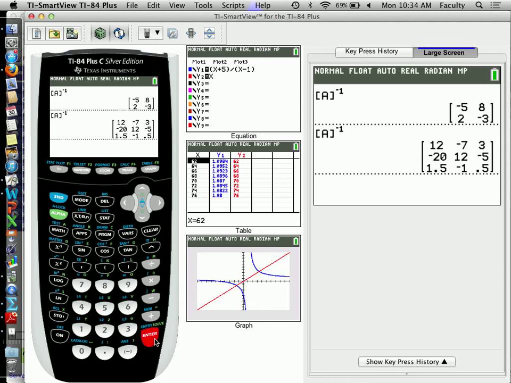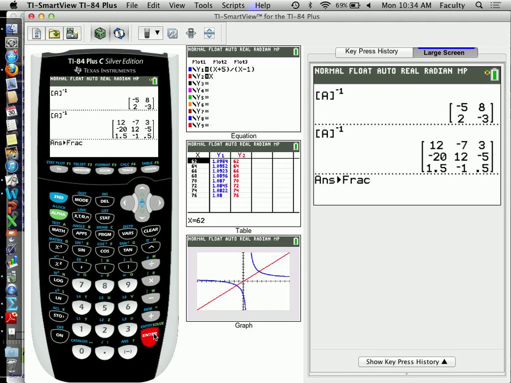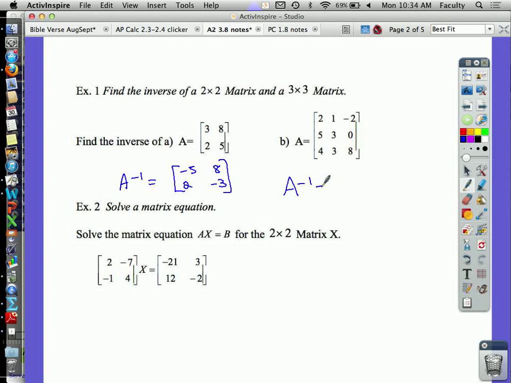So now I just press enter, and I want you to notice that there's decimals in here. I don't want you to write decimals if you can convert them to fractions. I'm not suggesting that you convert them yourself. We're going to let the calculator convert. So while your matrix is up on the screen, I'm going to show you another feature you may or may not know. You press math. Number 1 stands for fraction. You press enter, and it converts terminating or repeating decimals to fractions. Isn't that awesome? So for part B, you do need to write A inverse. I get -12, -7, 3, -20, 12, -5, but then it's 3 halves, -1, 1 half. So convert decimals to fractions whenever possible.